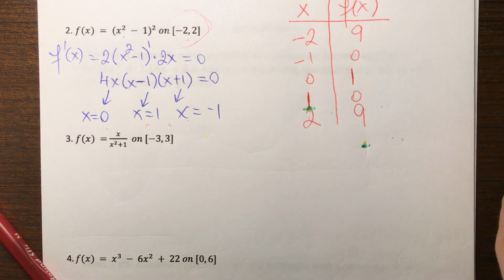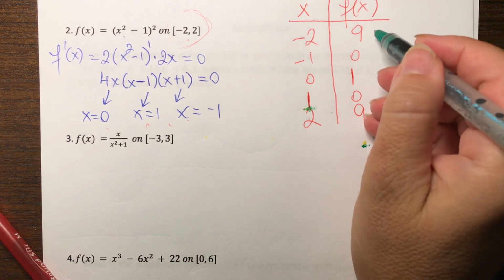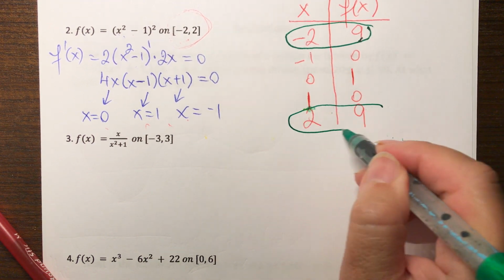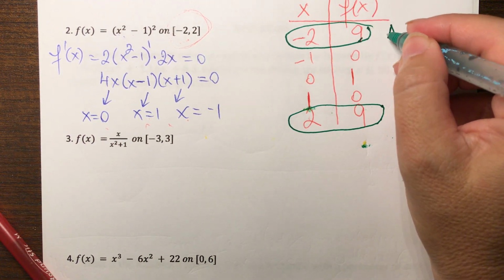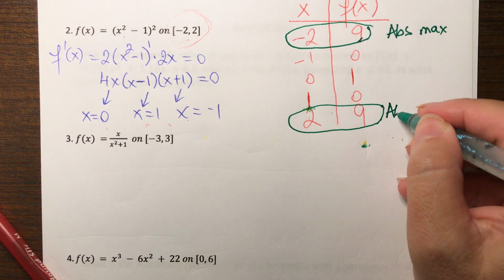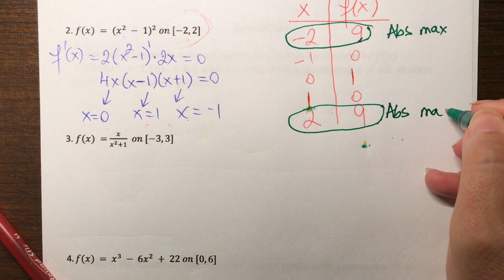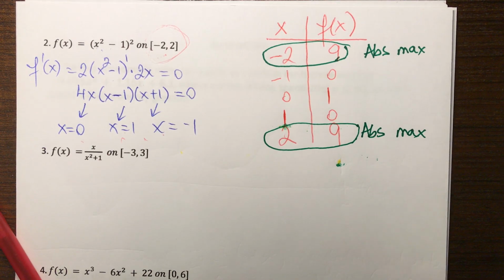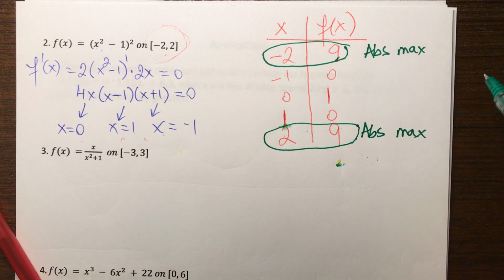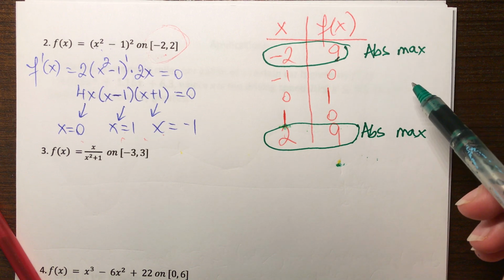Okay. So which one's the highest? This one. But that's not all. This one's also the highest. So both of these are absolute maximums. So this is, by the way, a symmetrical function. So it's going to look the same one way and the other, coming up and then again. So we reached the maximum twice on this interval.